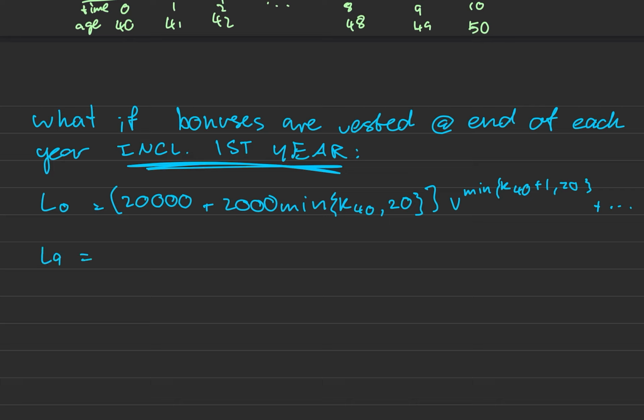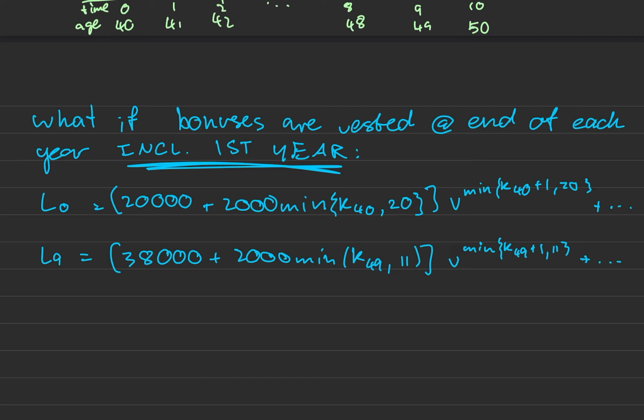Then L9 will be equal to 38,000 plus 2,000 times (IA) K49 and 11, and then here v to the K49 plus 1, oops, and 11. Okay, etc. The rest of the contract.